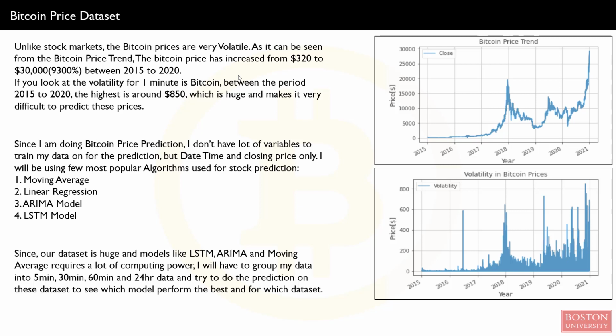Also, if you look at the volatility graph, the volatility for 1-minute data, the difference between the high and the low price within that time period of 1 minute was maximum up to $850, which is pretty huge. I used 4 models to do the prediction: the moving average, linear regression, ARIMA model, and LSTM model.